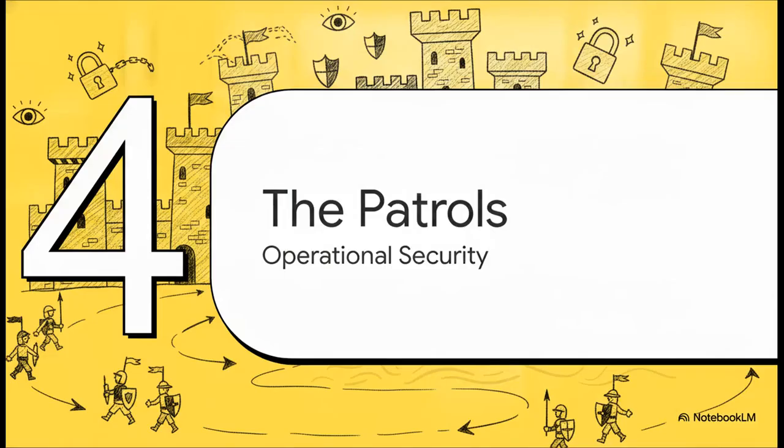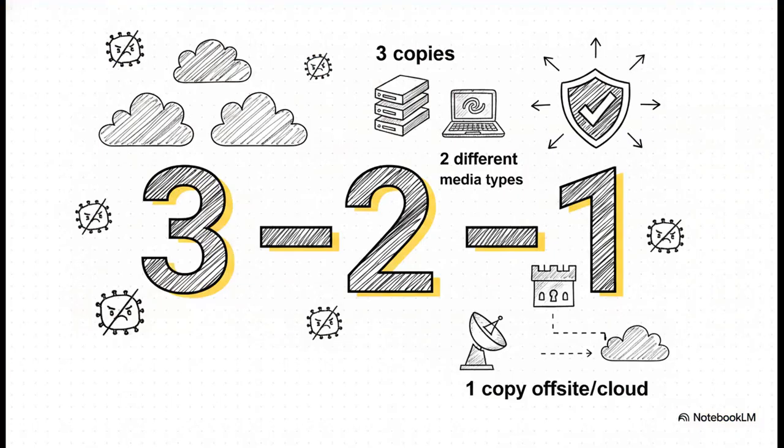All right, moving to part 4, the patrols. It's all about staying operationally vigilant. Look, a castle is totally useless if the guards are asleep. Security isn't some magical box you just set up and forget about. It takes constant operational upkeep, and a huge part of that is the 3-2-1 rule.